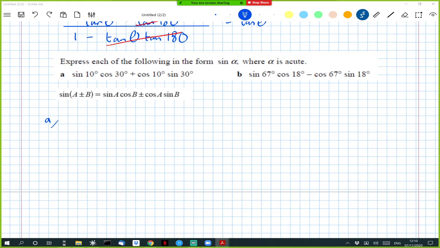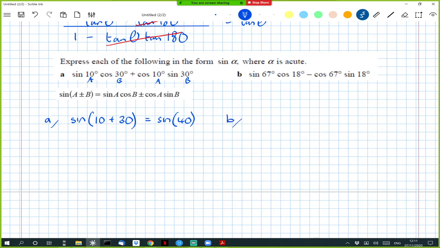So one thing I'm noticing here is that in the formula, that's A, that's B, A and B, and it's a plus in the middle. So when it's in this form, which it is, it's just sine of A plus B. So sine of 10 plus 30, which is sine 40, and indeed the angle alpha, 40, is acute.